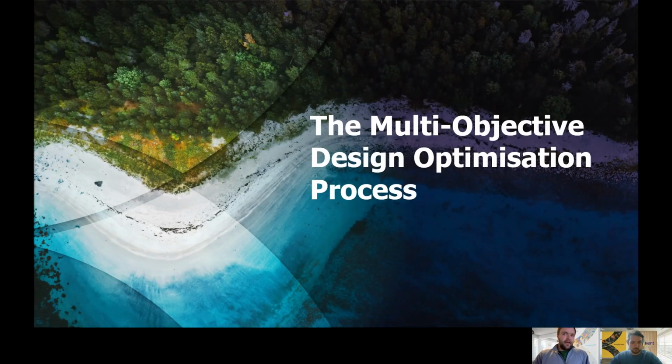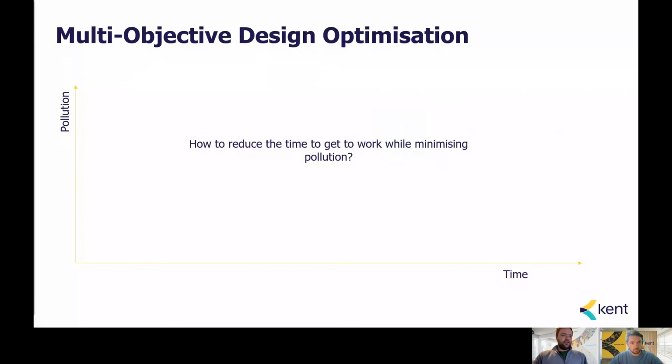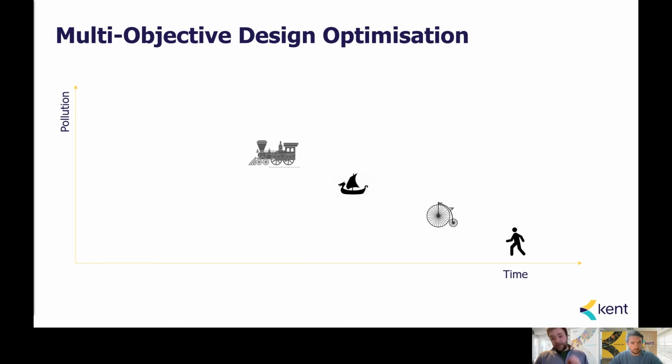So touching a little bit now on what we've done with that substation substructure in the multi-objective design optimization process. Introducing how that comes about, we've got a fairly simple analogy on what optimization is all about. So we've got an example here. It's nothing to do with substations, which talks about how do we reduce the time it takes us to get to work whilst minimizing our pollution. There are lots of options of getting to work. Some are quicker than others. You can walk, go on a bike or a boat, a train, or maybe an aeroplane.